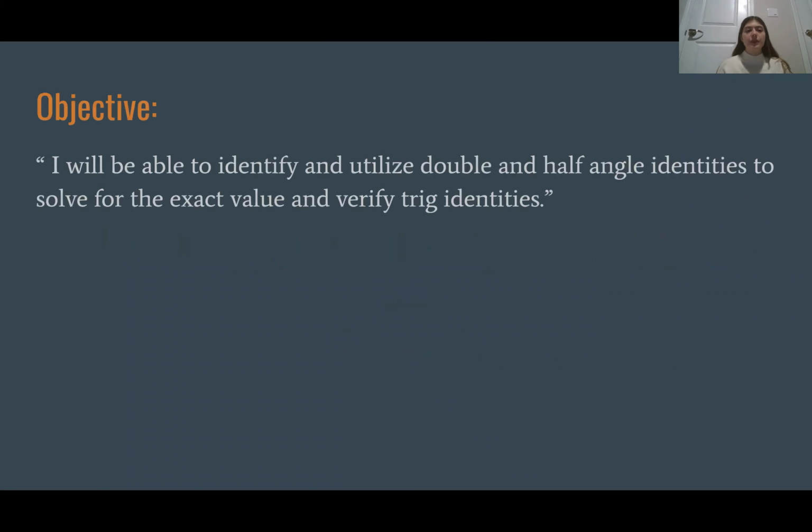All right, so the objective right now is that I will be able to identify and utilize double and half angle identities to solve for the exact value and verify trig identities. Notice we're doing a lot of different things here. We are able to identify the identity. We're able to use the identities. There are 2 different types we're going to be talking about, the double and the half angle. And we will also be talking about verifying and the exact value. So we're going to learn a couple more identities, and then we're going to do all the other stuff that we did so far in these past 3 videos. We're going to be doing that stuff to these new identities, okay?